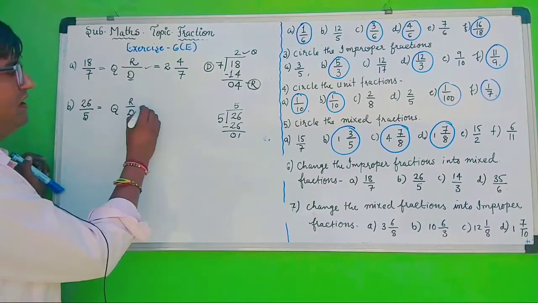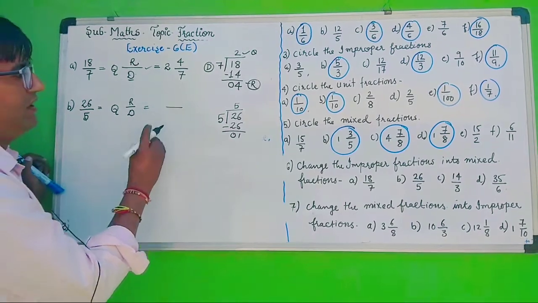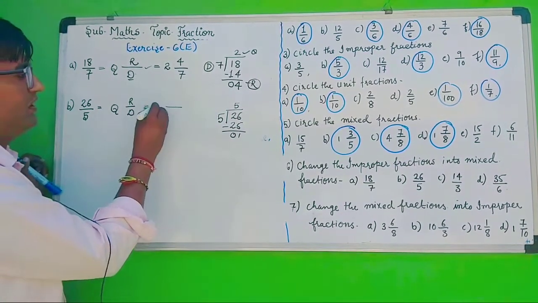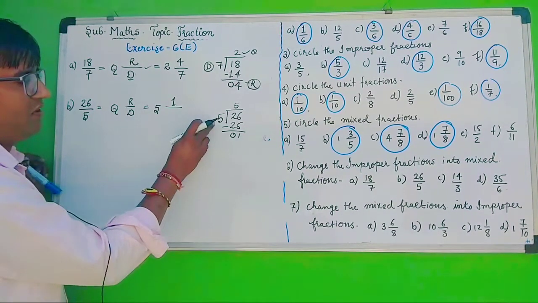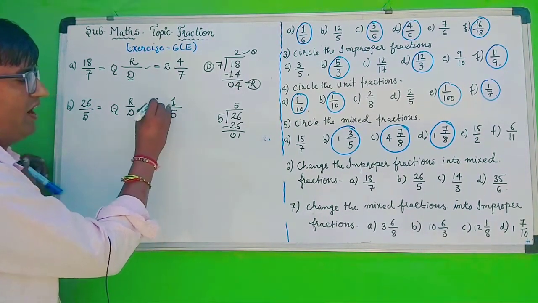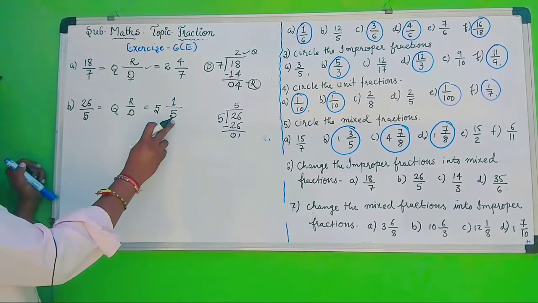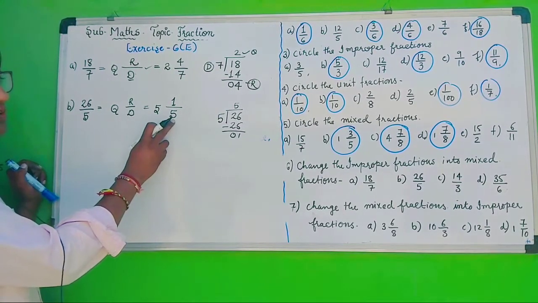Now easily you write here what is the quotient? 5. What is the remainder? 1. What is the divisor here? 5. So 5 1 by 5. Clear? Children, you understood this one?